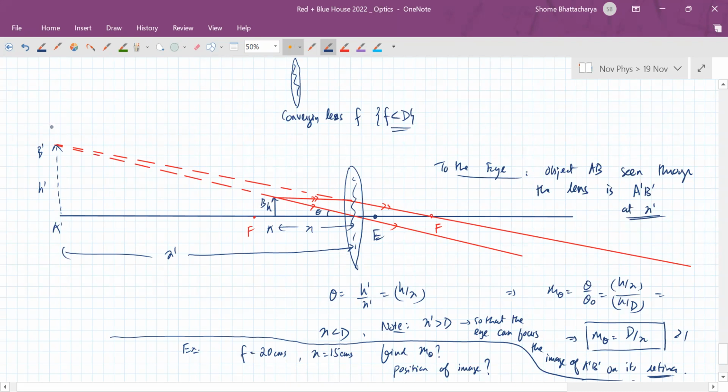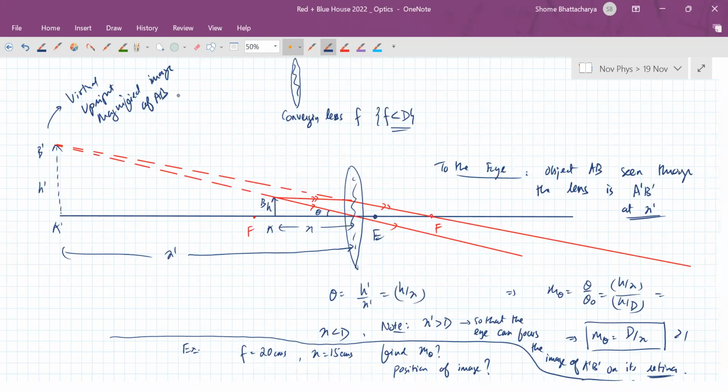So that A prime B prime here is the virtual upright magnified image of AB. So x is less than d, but that doesn't cause a problem for the eye over here, because the eye is not seeing AB. Eye is seeing its image A prime B prime, which is at x prime, which will become greater than d. So that's what we'll understand through the numerical example also, which I have given below.